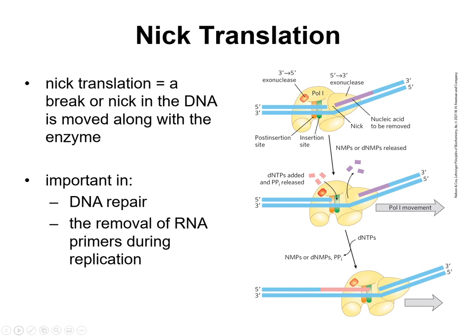Now, nick translation means that there's a break, or a nick, in the DNA, and it's moved along with the enzyme. So let's look at our figure on the right. We've got pol 1 binding to a nick region. This gap here is a nick. We're going along, inserting something here, adding on to our chain, and we reach a nick.